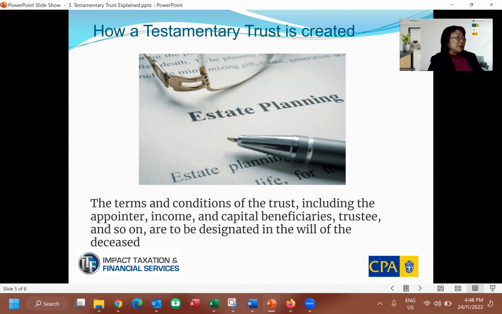It has happened before. I remember someone came to us to say, "Can you set up a testamentary trust for me?" A testamentary trust actually doesn't come into existence until the person has passed away. So it can be included in the will, and after the person passes away, we can help you to set up the testamentary trust.